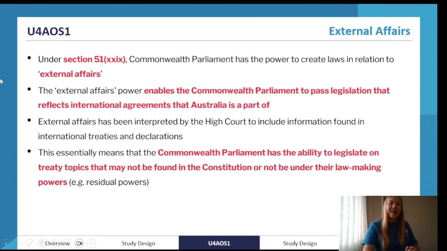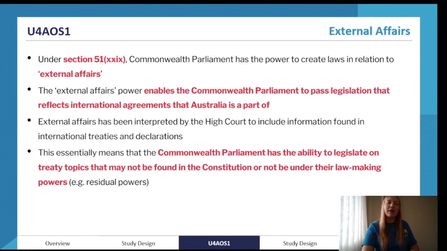Recognize Section 51 again, but the subsection we're looking at now is 29. Subsection 29. This subsection gives Commonwealth Parliament the power to create laws in relation to external affairs. Now, what does that mean? You need to be able to define it.